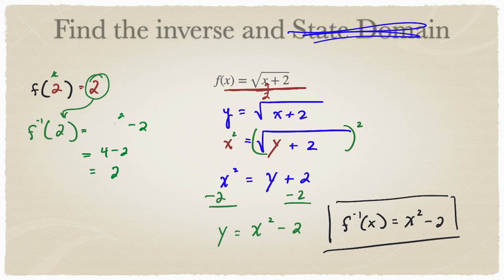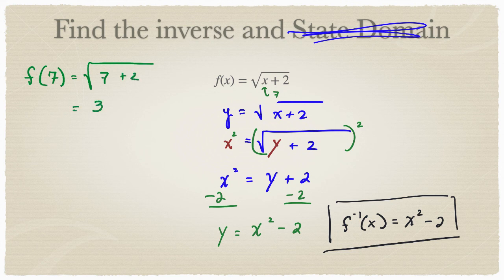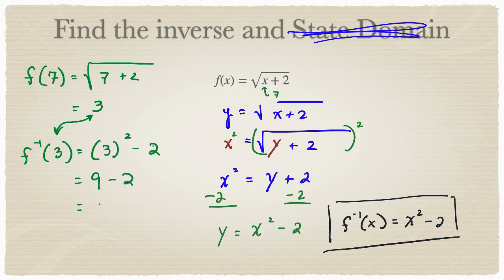Let's try a different number so you can see it illustrated a little bit better. Let's do x is 7. And I'm choosing 7 because when I substitute a 7 in there, I know I get the square root of 9. So if I want the f of 7, it'd be the square root of 7 plus 2, square root of 9, or 3. And now if I take the f inverse of 3, it will be 3 squared minus 2, 9 minus 2. It would give me 7.